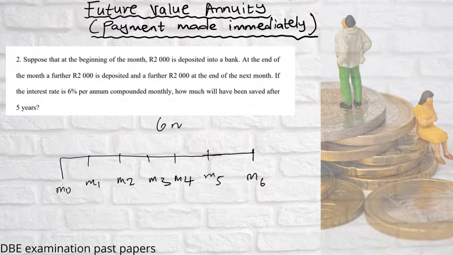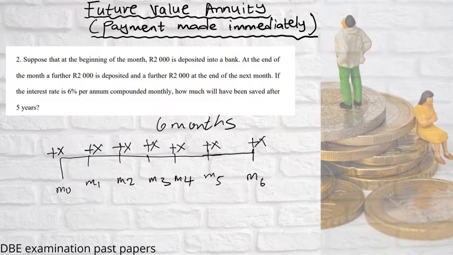Person has to pay for 6 months. But they made their payment immediately, right? It means here there was a payment, here there was a payment, end of every month, and they tell you payment was made immediately and also was made at the end of every month thereafter. So end of every month, plus x, plus x. X, remember, is the fixed payments.